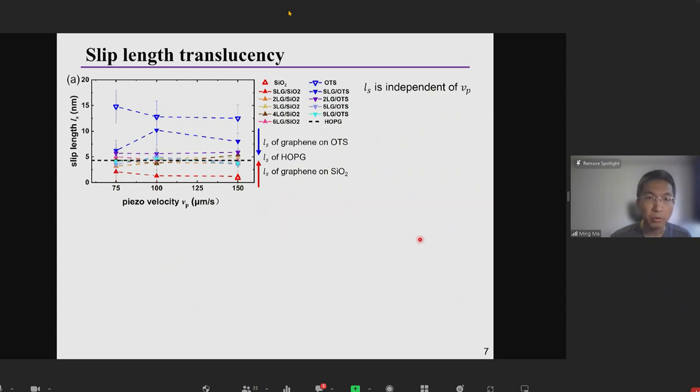So now coming to our measuring results. Figure A shows the slip lengths versus the approaching velocity for different substrates. That means graphene in different layers, either on silica or on OTS. Despite all the details, we find that they are all horizontal lines. That means the slip length is independent of the velocity. And we also measured the slip length for bare silica and bare OTS, and our measuring results are in good agreement with the existing reports.